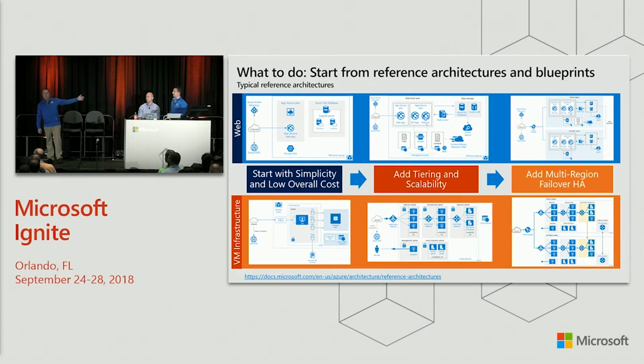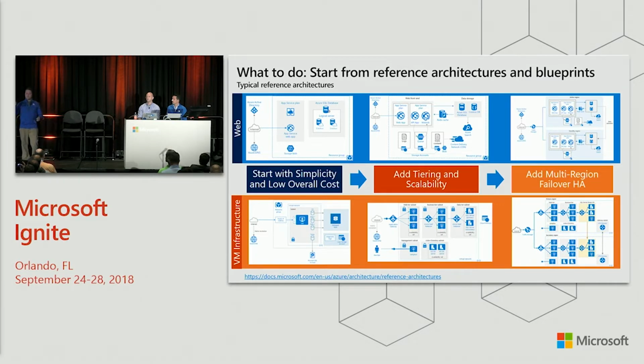So we start at the beginning with the simplest and cheapest option that will get the job done from a reference perspective. And for those of you at the back of the screen, what's at the top left is a simple web app. Yeah, it's basically an Azure App Service app with a SQL database behind it. At the bottom left, that's a single VM on premium storage to give us an SLA. Simplest possible architecture and lowest cost.